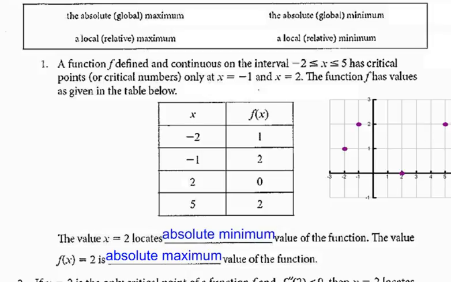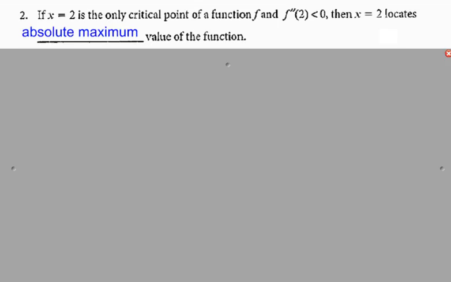Okay, if x equals 2 is the only critical point and we have the second derivative as negative, that means the graph is concave down. Concave down would have to have a maximum, an absolute maximum point.